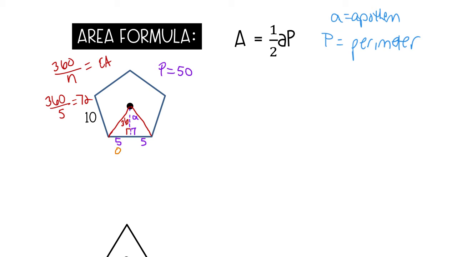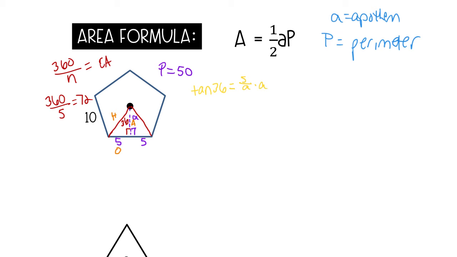5 is my opposite side. The hypotenuse is always across from the right angle, and that means the apothem is my adjacent side. I know that this angle is 36. I have opposite and adjacent, so SOH CAH TOA, TOA is opposite and adjacent. That means I'm going to use tangent. So tangent, my angle measure is 36. I'll be using opposite over adjacent. So the tangent of 36 is 5 over the length of the apothem.